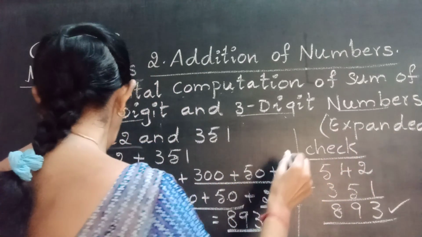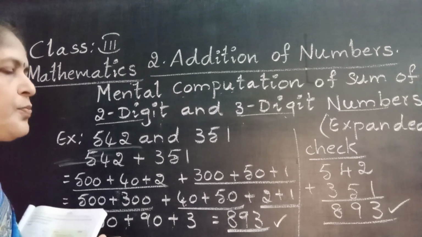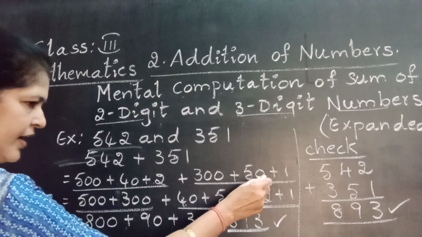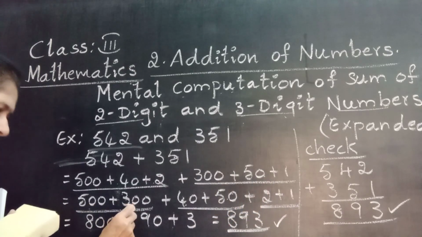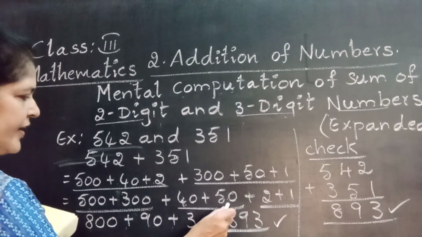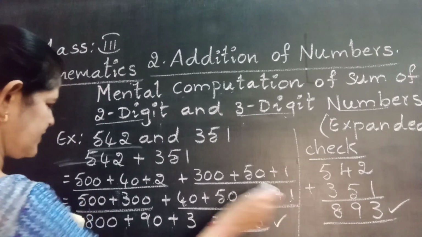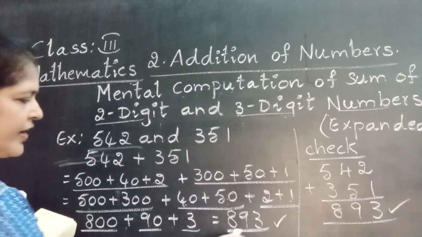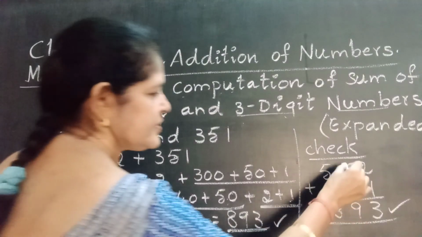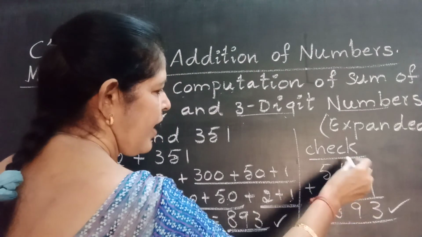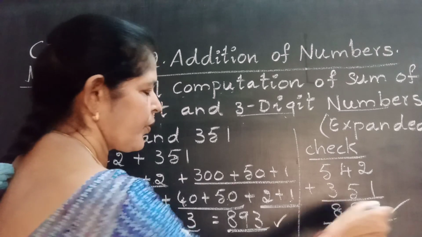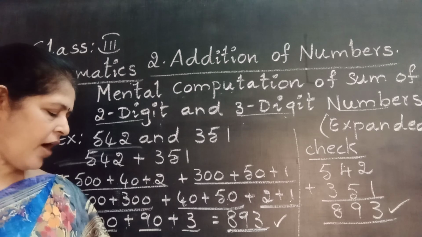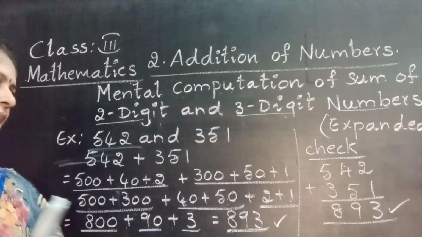This is mental computation of the sum of 2-digit and 3-digit numbers, where we use the expanded form method. First write the expanded form of the given numbers, next add hundreds, next put together tens, next put together ones. Adding hundreds, adding tens, adding ones, we get the total. This is checking. Our answer is correct. Our process is correct: we first write the expanded form of the numbers, and then add.